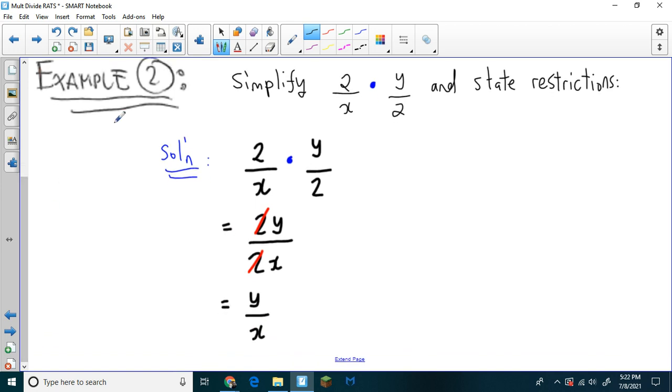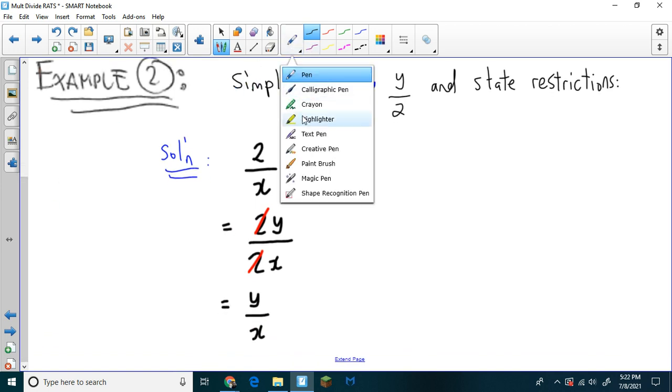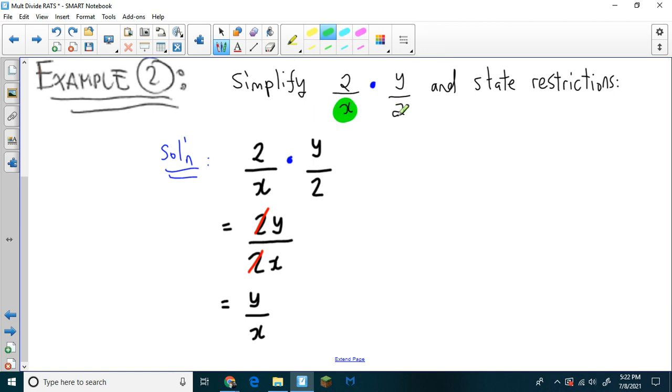Now we need to state restrictions. Let's check out my denominator. The 2 doesn't have a variable with it, so 2 is 2 forever. However, the x here, x can't equal 0. So that's my restriction. So y over x, where x cannot equal 0. Everybody cool with that?